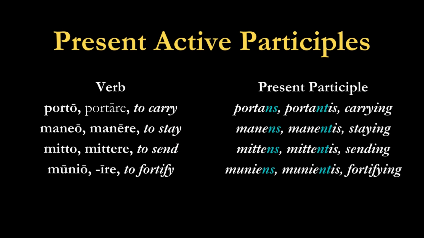So here are some other examples, just to show they come from all the conjugations. Porto portare is a first conjugation verb. We get portans and portantis, meaning carrying. Maneo manere is a second conjugation verb, to stay. You'd get manens manentis, staying. Mitto mittere is third conjugation, to send. You get mittens, always a funny word, then mittentis, meaning sending. And then you have munio munire, which means to fortify, a fourth conjugation verb. You have muniens and munientis.